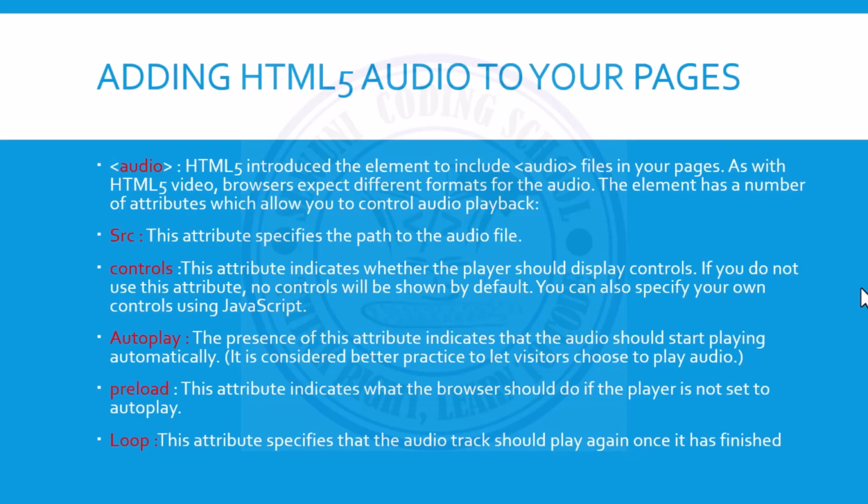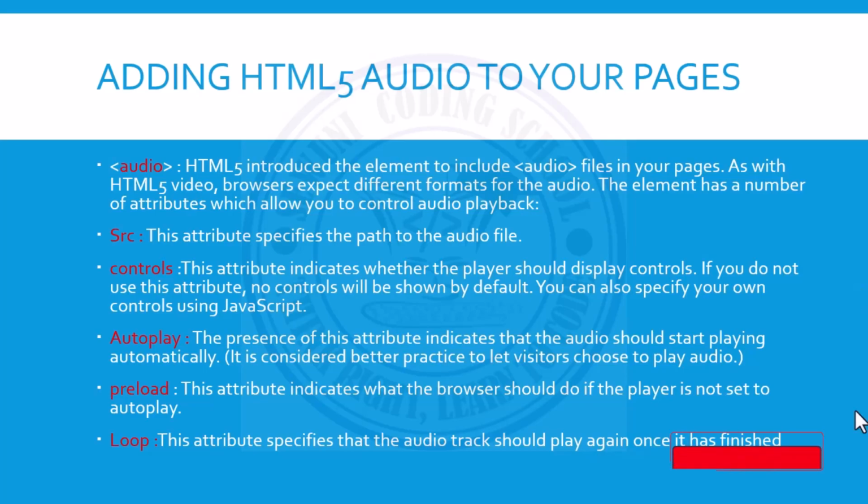Okay, we explained that in the video. Preload will also have some other values of either none, auto, metadata, and the rest. And loop is also found on audio. This attribute specifies the audio track should play again once it is finished.